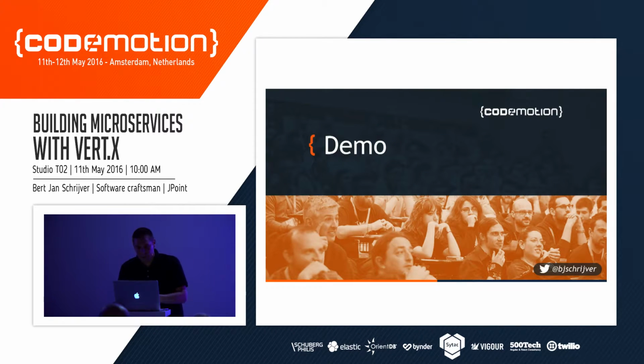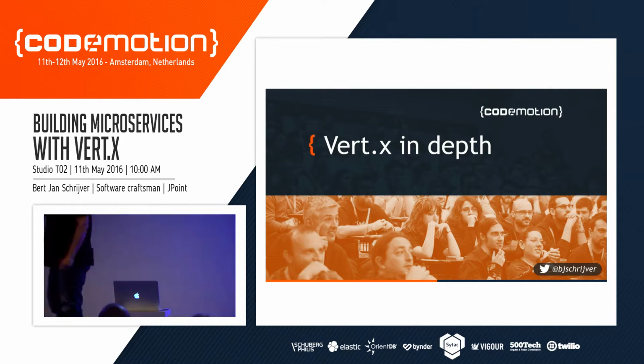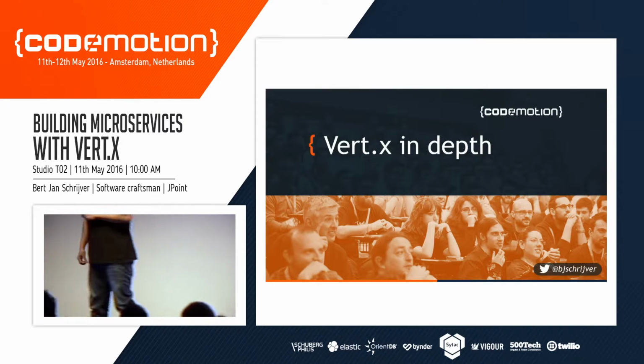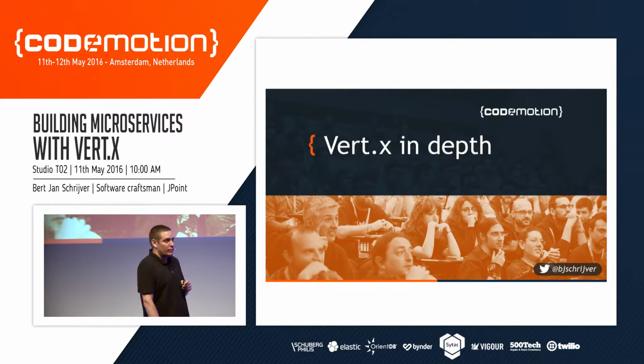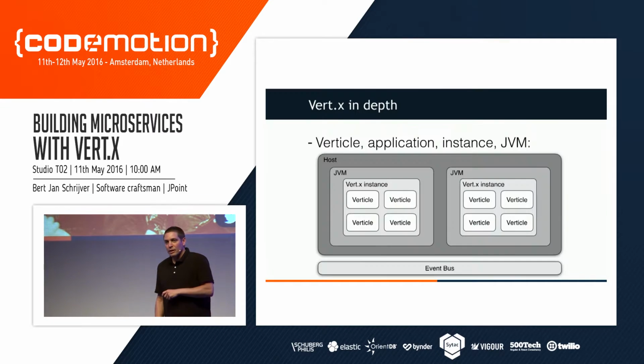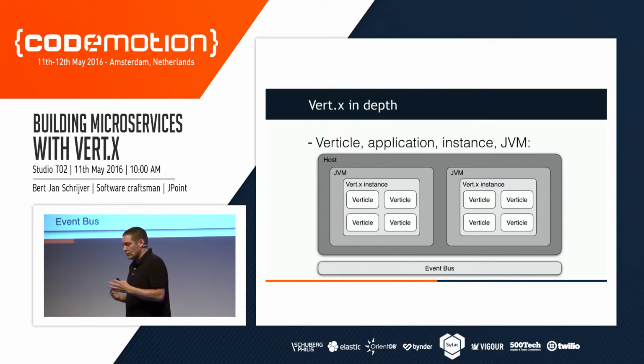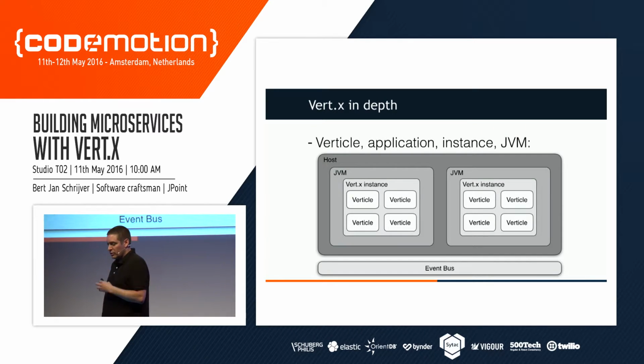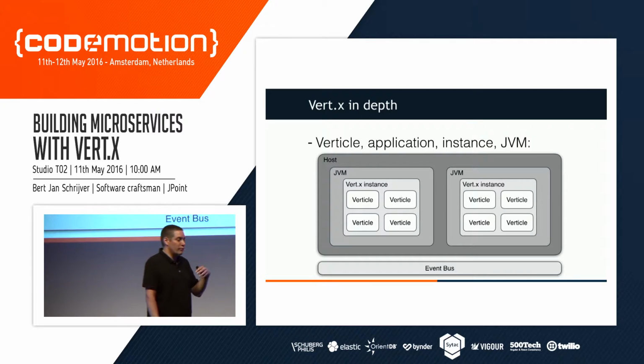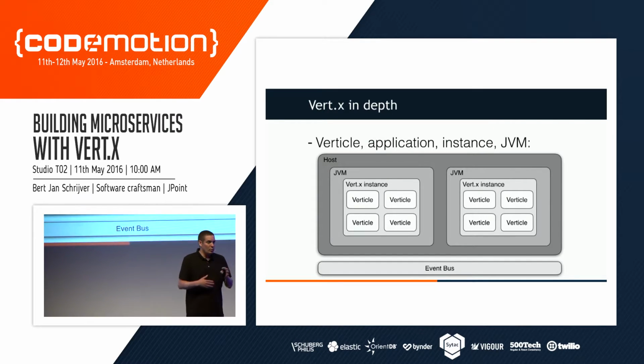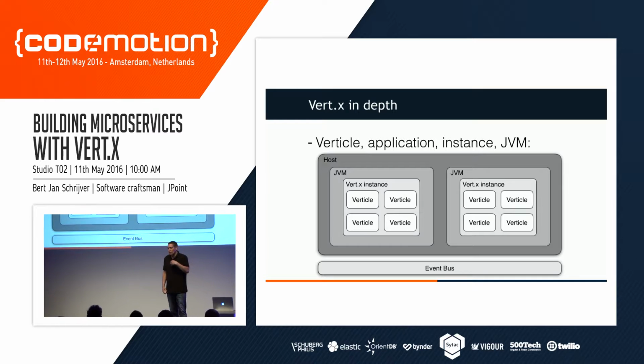Back to the slides. So let's go into a bit more depth about Vert.x. If I would end here, you would probably be very disappointed about what Vert.x can do for you. Vert.x has a number of levels of abstraction you can use to create your application. The unit of work is a verticle, which I've just shown you. A verticle runs in a Vert.x instance, which is just Vert.x starting up one or more verticles. You can either run one verticle in a Vert.x instance or multiple. A Vert.x instance runs inside a JVM, and a JVM runs on a host.